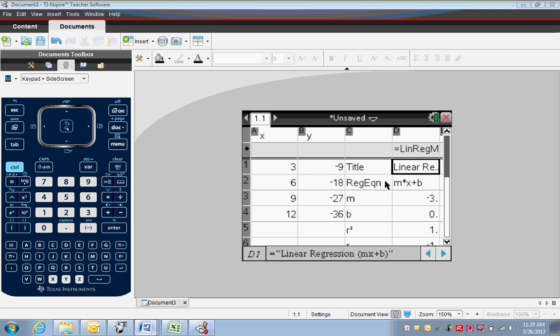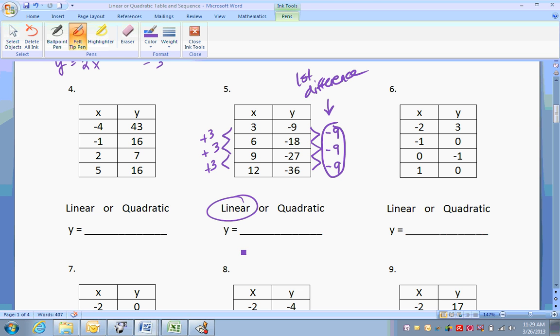So I go back to my worksheet. And remember, a linear equation is y equals mx plus b. That's slope-intercept form. So y equals, our m value was negative 3, so I replace m with negative 3. And then our b value is 0, so we add 0. And remember, adding 0 is like nothing, so we can even erase it. So our equation is y equals negative 3x.